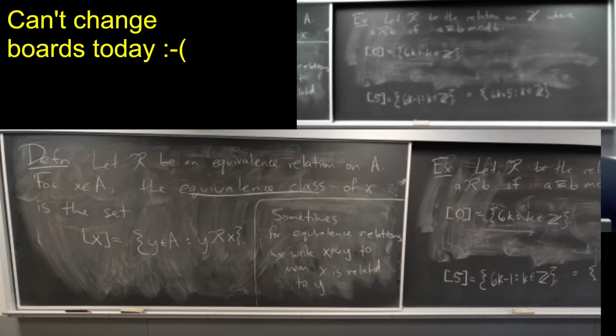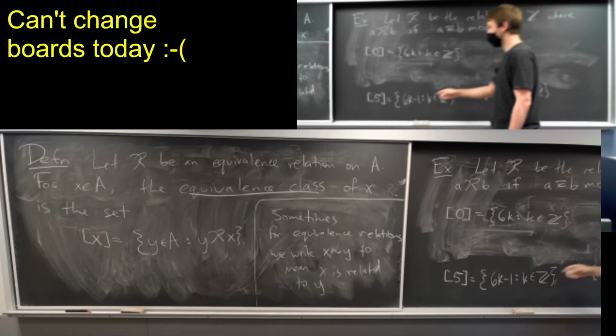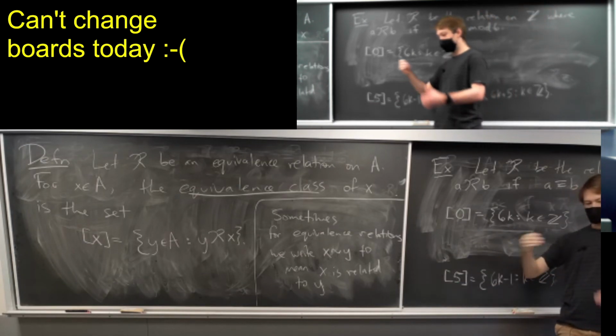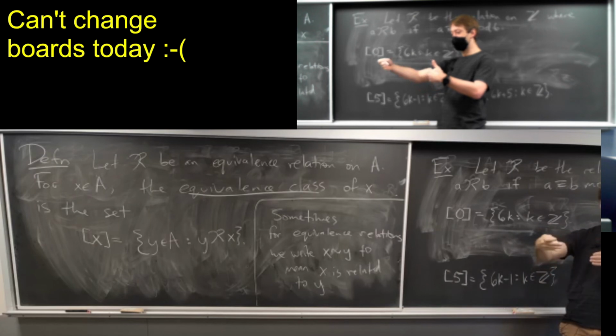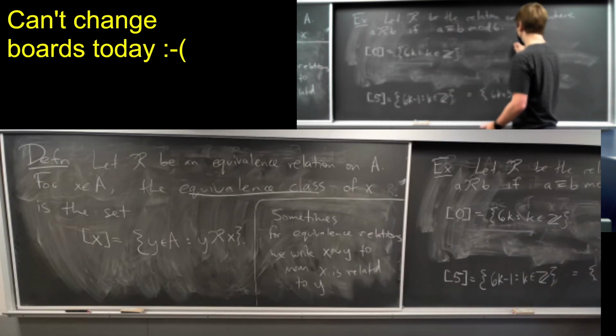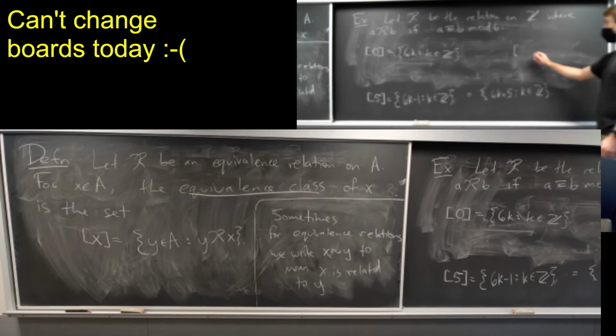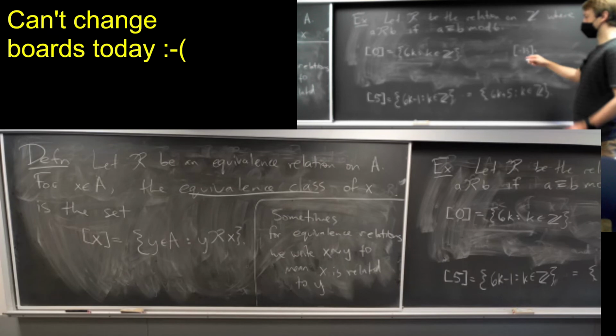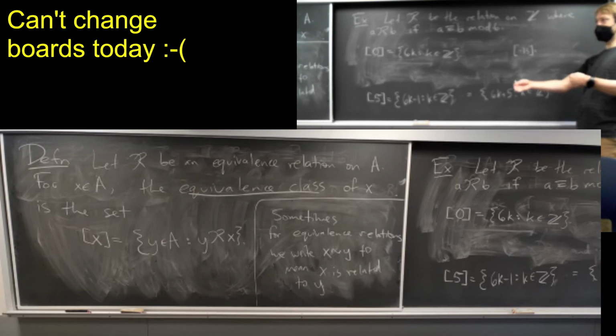In particular, maybe this illustrates something: if I take anything that's 5 mod 6 and look at the equivalence class. So suppose I take negative 13. Well, it turns out that the equivalence class of negative 13, so negative 13 is 5 mod 6.